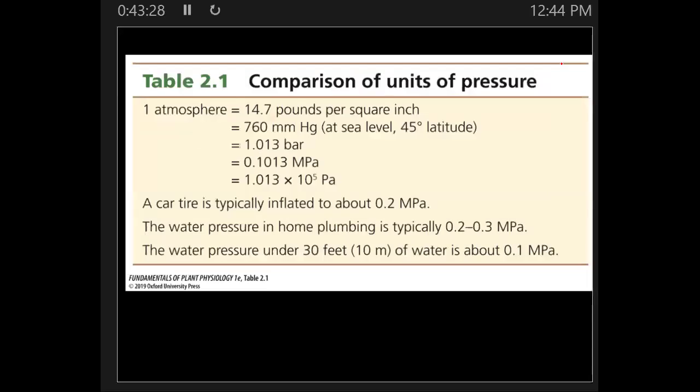So here you're looking at something to put it into perspective, relating to things you might know from your ordinary life. A car tire is about 0.2 megapascals. One atmosphere is about 0.1 megapascal. This is just trying to orient you, if you haven't thought about pressure units, to what kind of pressure we're looking at.